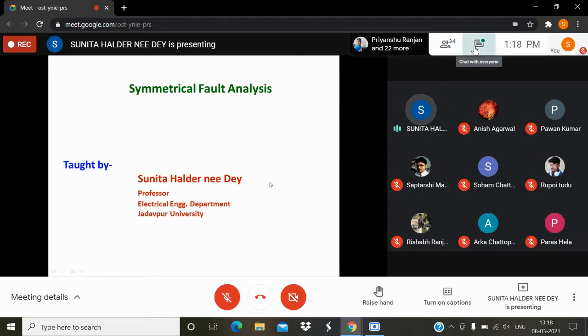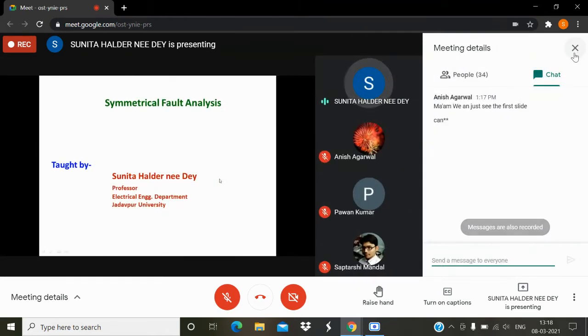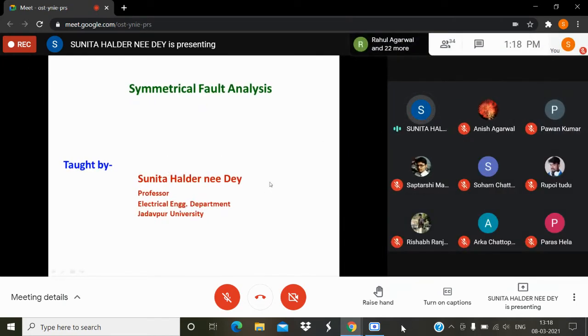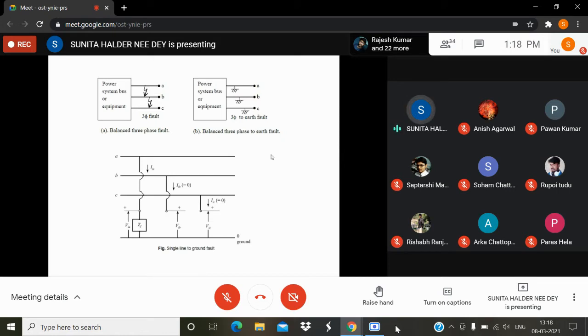It means actually fault current calculation. At any point, if there been a short circuit fault, then what will be the current that we shall calculate here. So in short, if there been a short circuit, here we shall discuss.